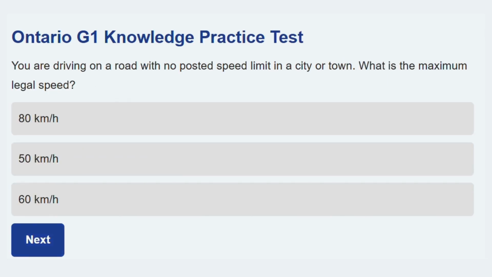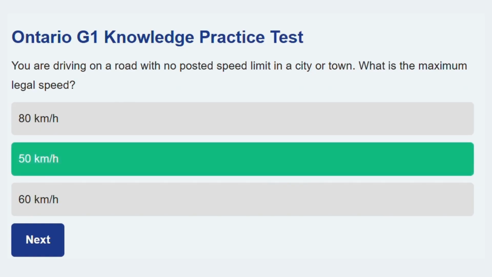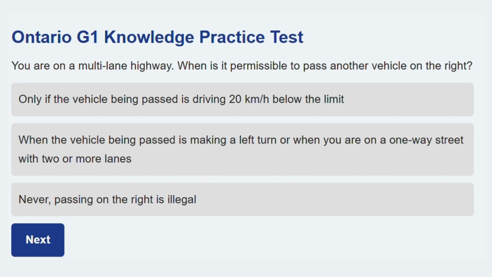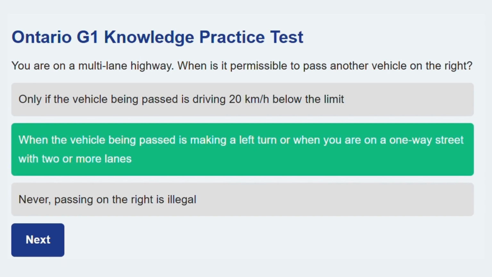Moving on, you are driving on a road with no posted speed limit in a city or town. What is the maximum legal speed? 50 kilometers per hour. This is the default maximum speed limit in urban areas unless signs indicate otherwise. Time for the next question. You are on a multi-lane highway. When is it permissible to pass another vehicle on the right? When the vehicle being passed is making a left turn, or when you are on a one-way street with 2 or more lanes. Passing on the right is generally restricted to these specific situations.